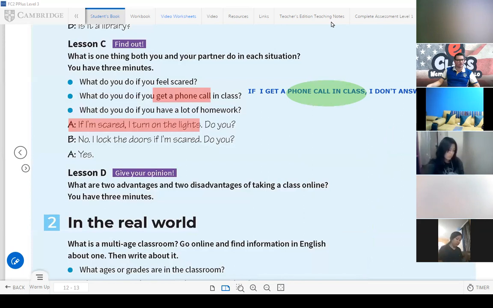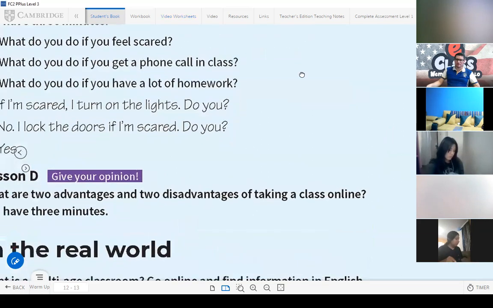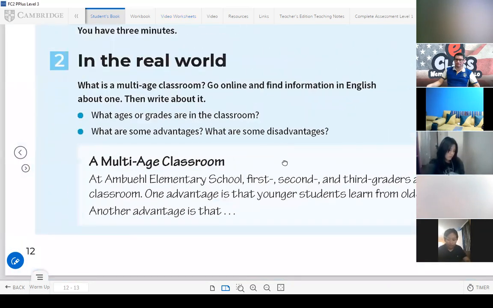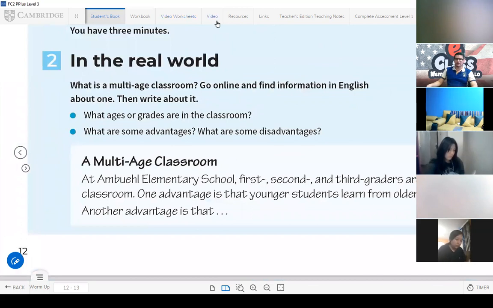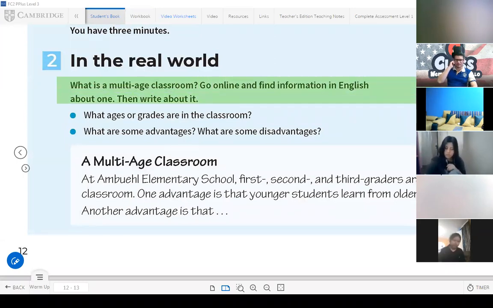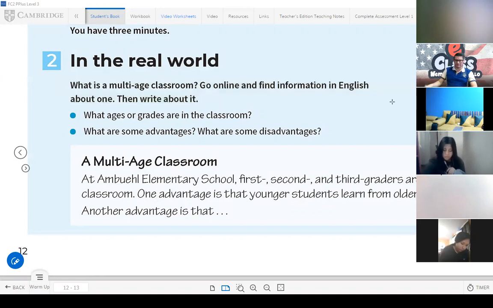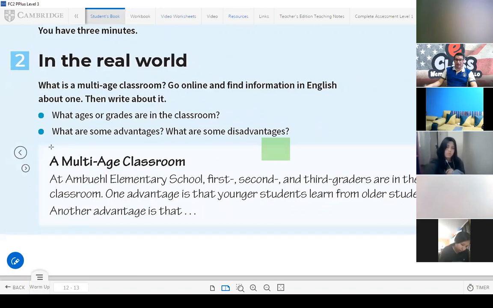Siempre en clases, en el trabajo, sometimes you don't answer. Now, it says, in the real world, what is a multi-age classroom? Go online and find information in English about one. Then write about it. For example, it says, a multi-age classroom at Ambulance Elementary School, first, second, and third grades are in the same classroom.